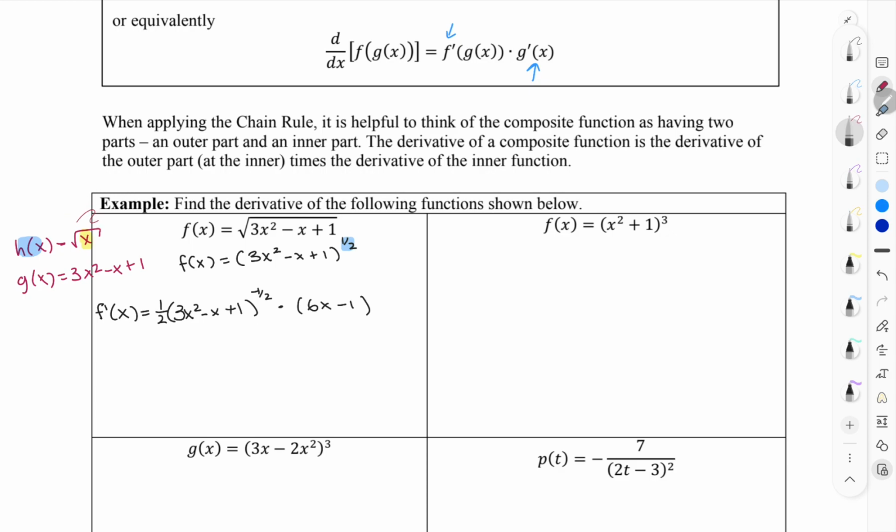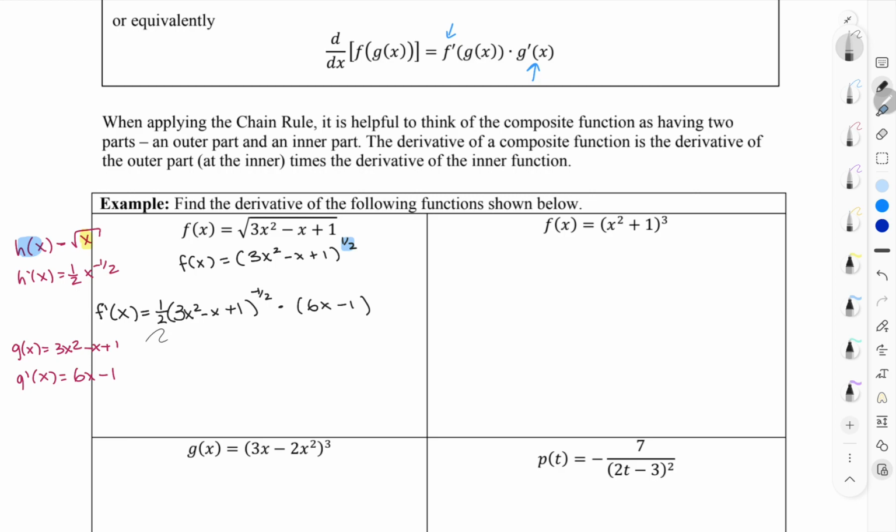because the derivative of h of x, let me make some more room here, the derivative of just the square root of x, h prime of x, is 1/2 x to the negative 1/2. So I did that, but instead of x, I had function g. And if g of x was 3x squared minus x plus 1, the derivative of g, just using the power rule and the sum and difference rule, is 6x minus 1. So I can leave it like that.